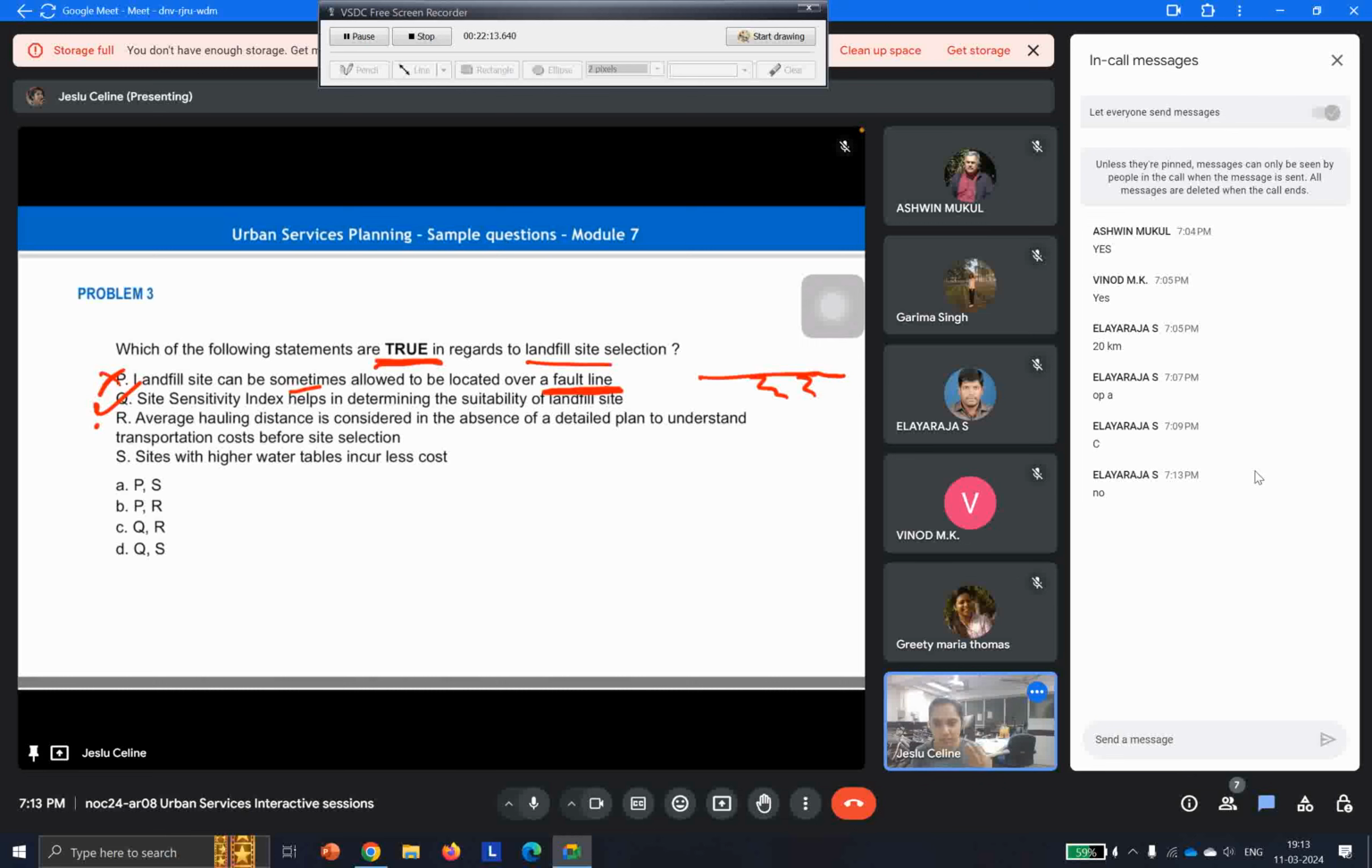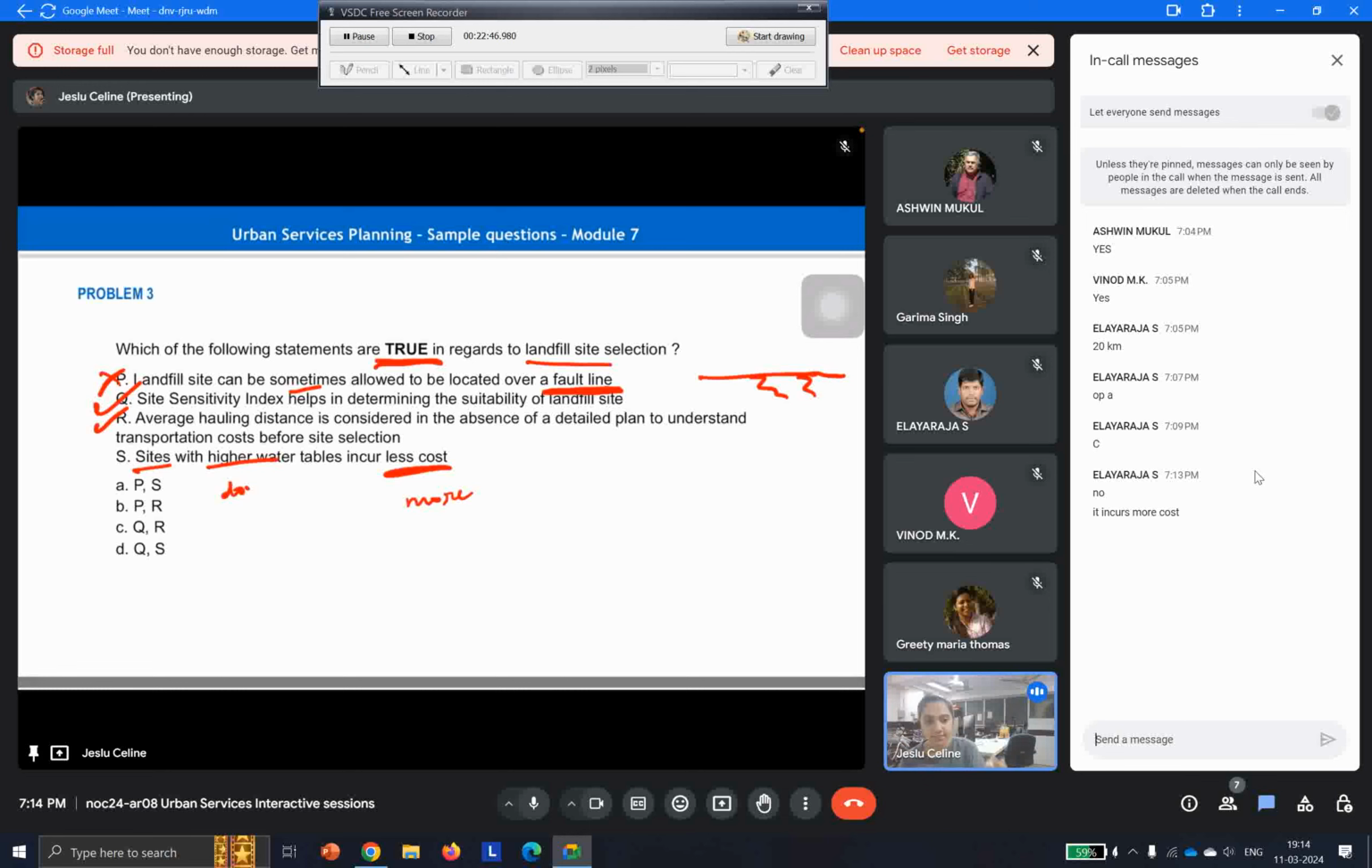Okay, if "sites with higher water tables incur less cost" is a wrong statement, then what is the correct statement for that? How do we correct this statement? It incurs more cost. Yeah, two ways. Sites with higher water tables incur more cost. Yes, very good. Or we can say that sites with low water tables incur less cost. Both.